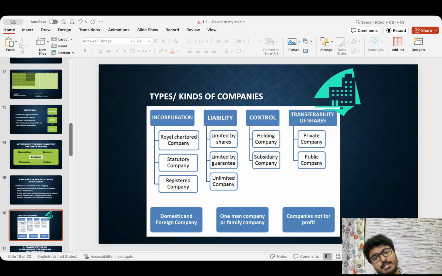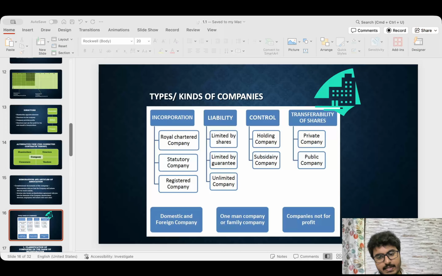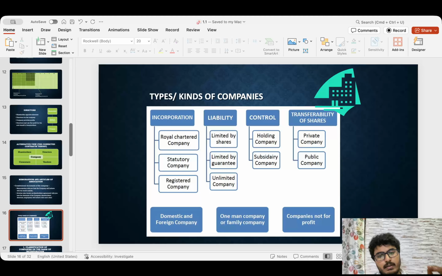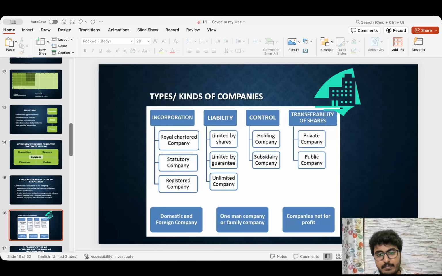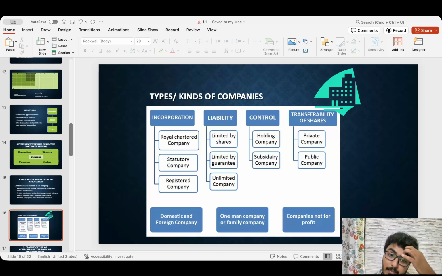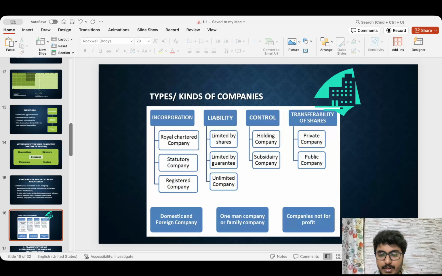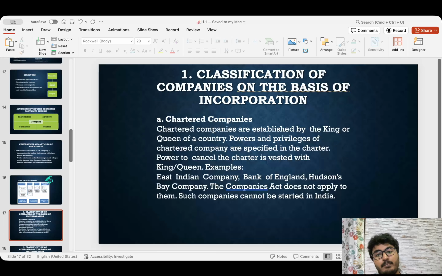On the basis of incorporation, there are three types: Royal Chartered Company, Statutory Company, Registered Company. On the basis of liability, there are three types: limited by shares, limited by guarantee, unlimited company. On the basis of control: holding company and subsidiary company. On the basis of transferability of shares: private company, public company. Then domestic and foreign company, one man company or family company, and companies not for profit. Now let us come one by one.